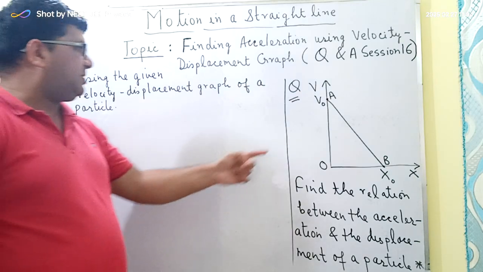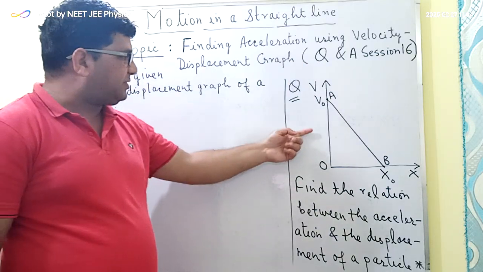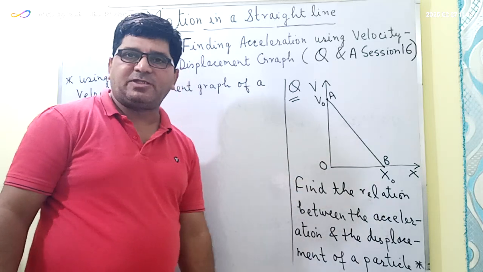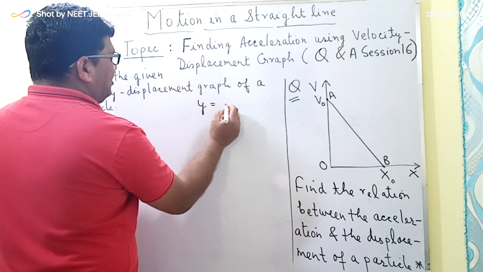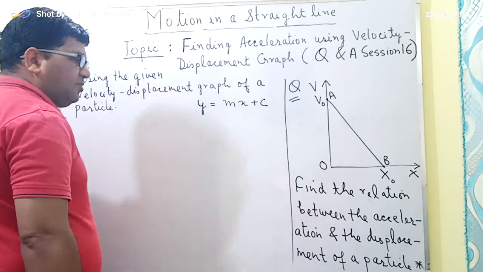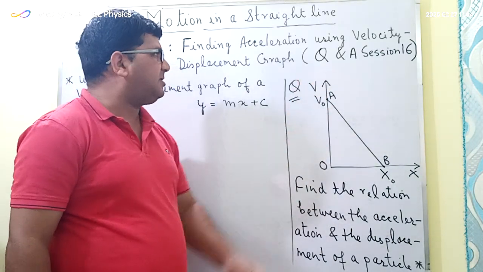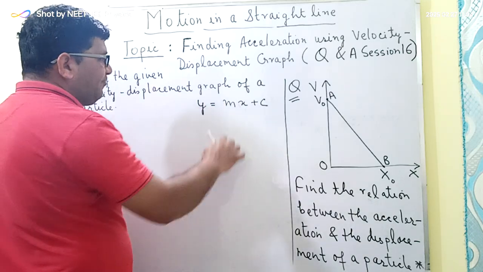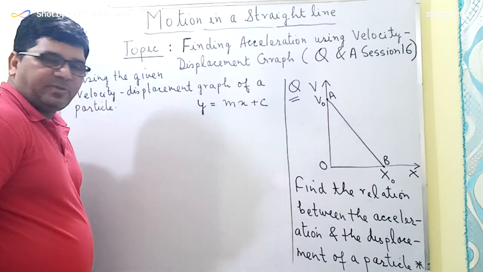Now, this session is in continuation of session number 15, in which we used the same graph in order to find the relation between the velocity and the displacement of the particle. We used the standard equation of a line, that is y = mx + c, where m is the slope of the line AB, and c is the y-intercept.